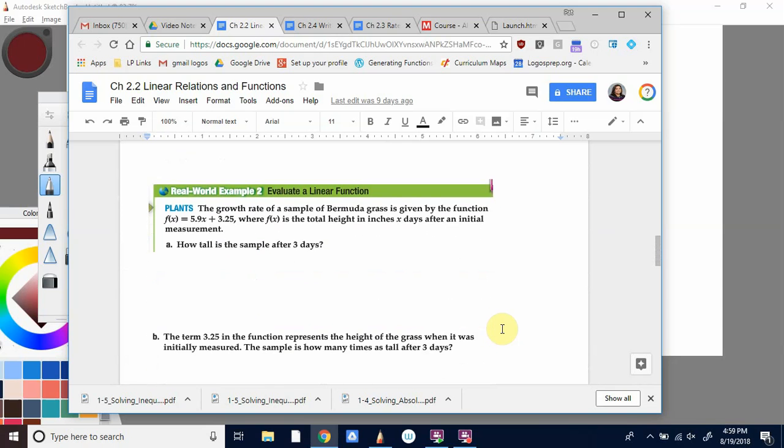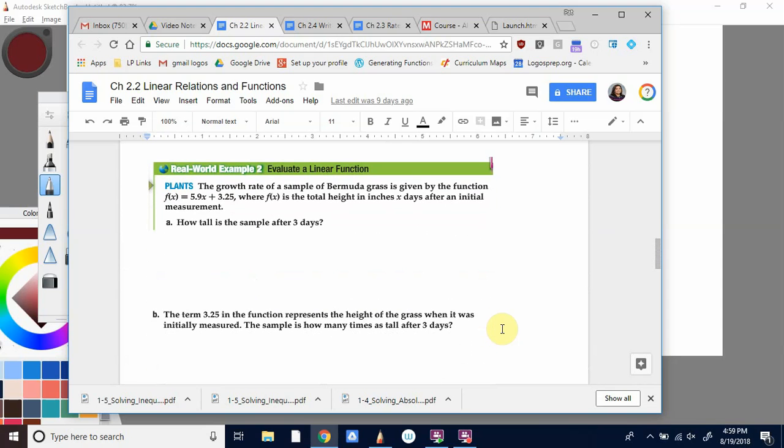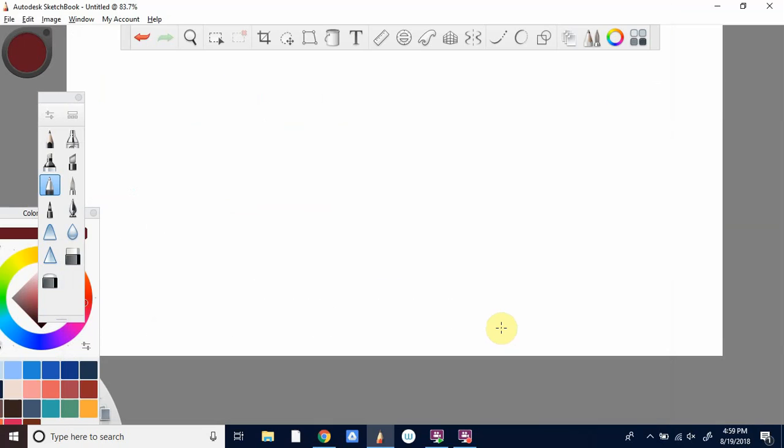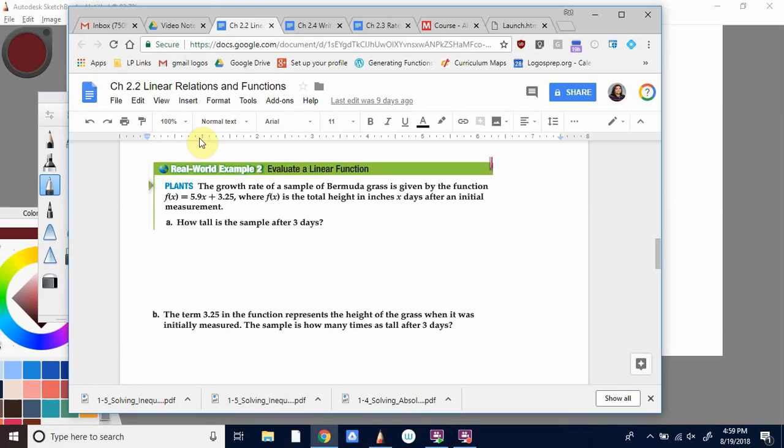Okay, let's look at this real world example. It says the growth rate of a sample of Bermuda grass is given by the function f of x equals 5.9x plus 3.25, where f of x is the total height in inches and x is the days after initial measurement. How tall is the sample after 3 days? So what are they really asking us to do? They really want us to do f of 3. They want to know what is y, because y is the total height in inches after x days, after 3 days.